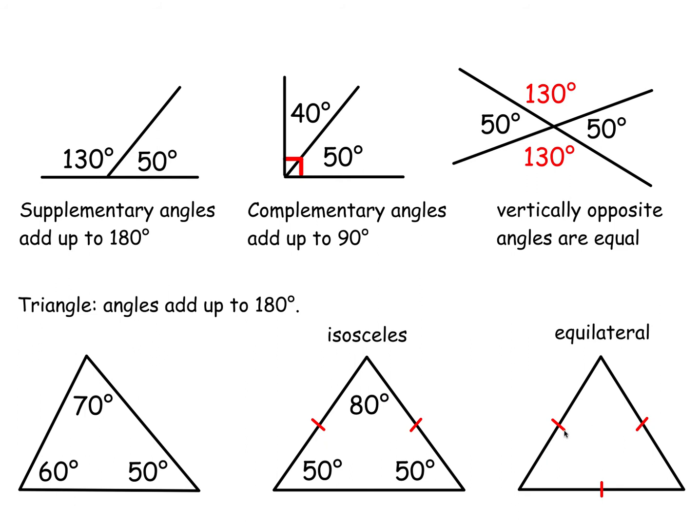Equilateral, three equal sides, three equal angles. Each angle 60 degrees. So that's equilateral, three equal sides, three equal angles. Isosceles, two equal sides, two equal angles. This is called the scalene.